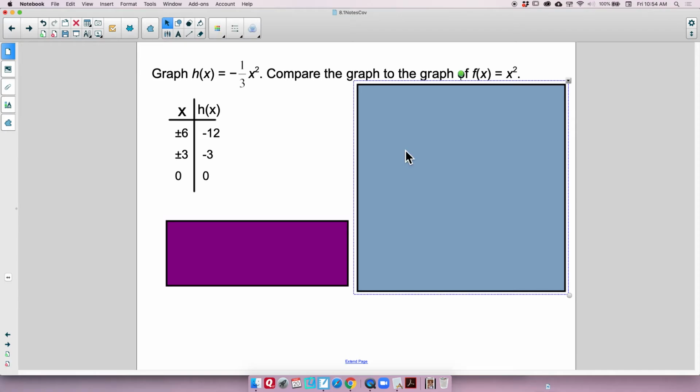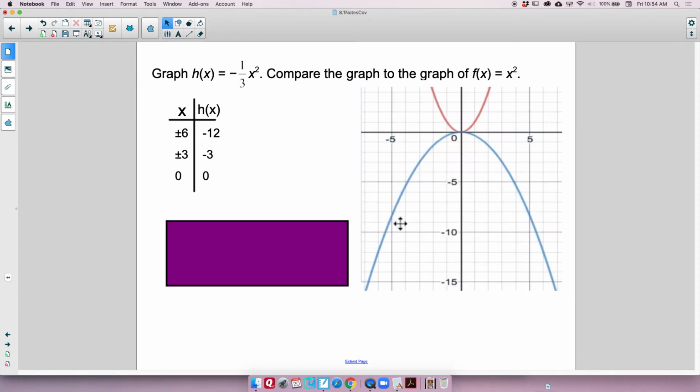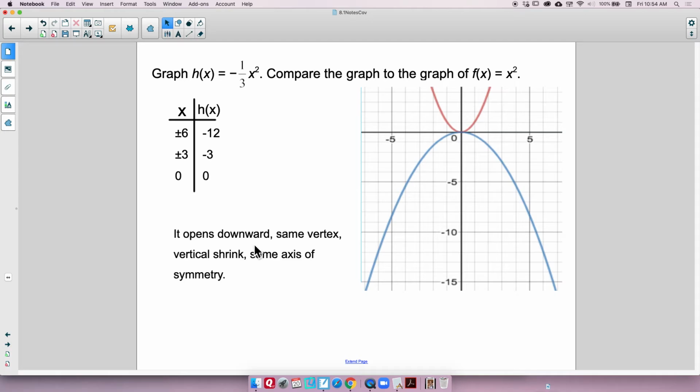Okay, and your graph would have looked like this. So how would you describe that? Well, it opens downward, right? It's got the same vertex. It's a vertical shrink. In other words, it's more bowl-shaped, right? And it has the same axis of symmetry. And that axis of symmetry would be the y-axis, or where x equals 0.